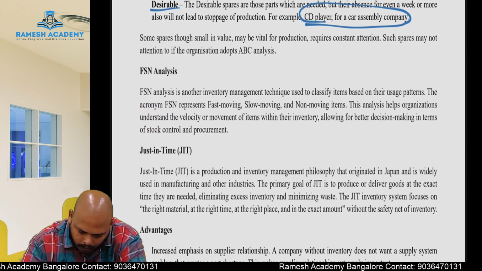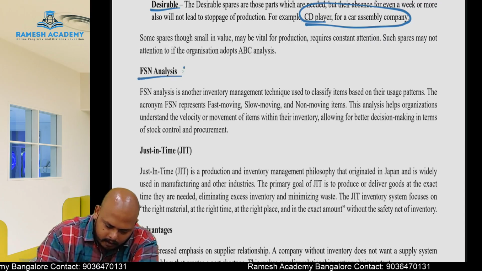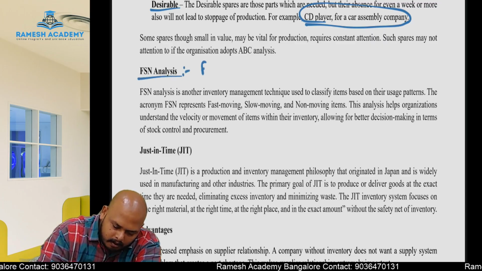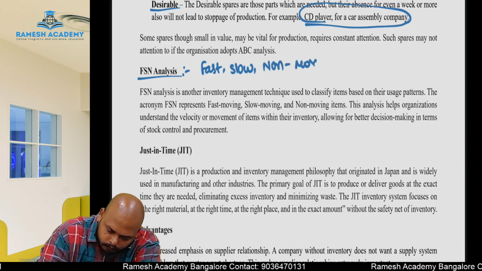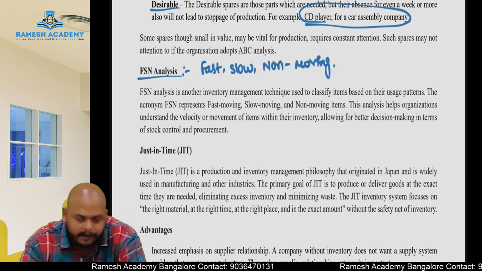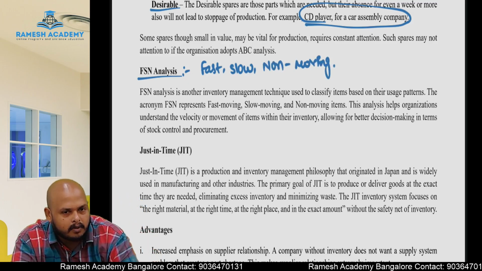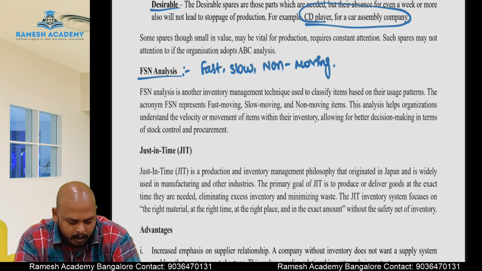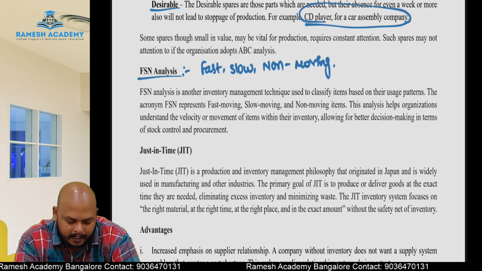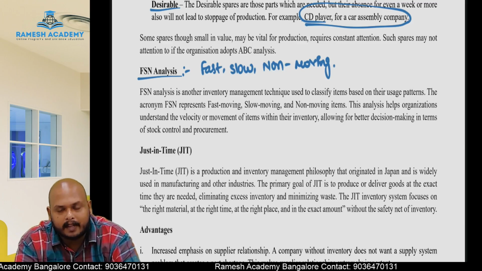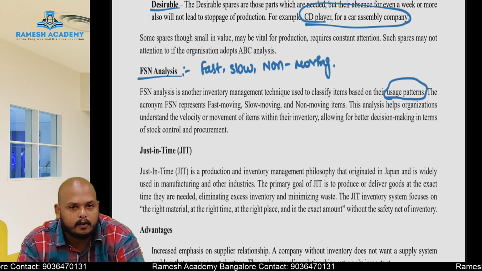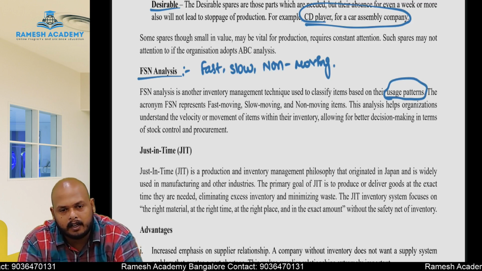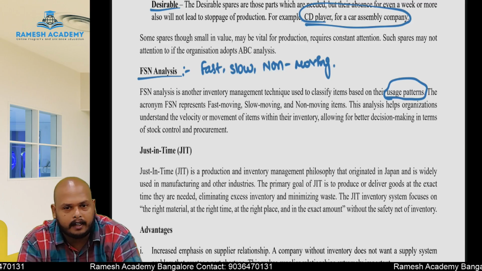Next, Nana. FSN analysis, Nana. FSN is nothing but fast, slow, non. FSN analysis is nothing but fast moving, slow moving, non-moving item, Nana. FSN analysis is another inventory management technique used to classify the items on the basis of their usage patterns. On the basis of their usage patterns, they will consider it as fast moving, slow moving, non-moving items, Nana.